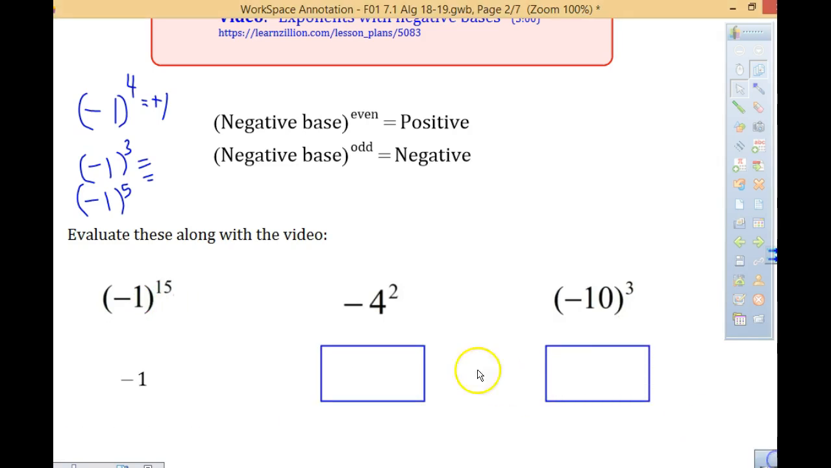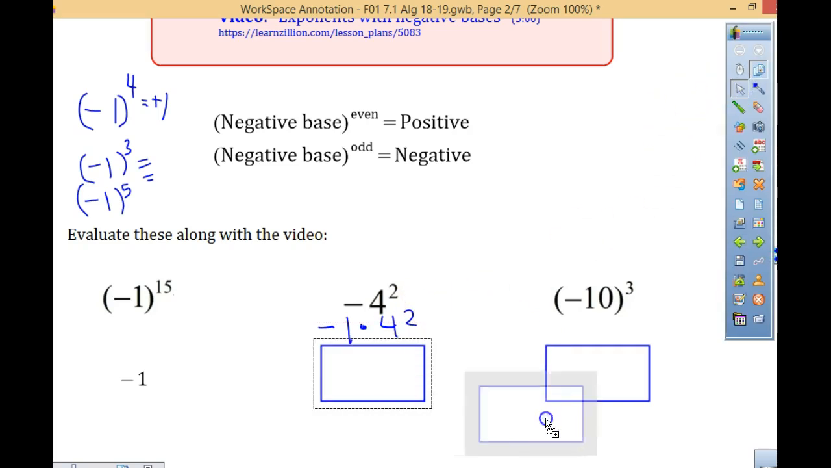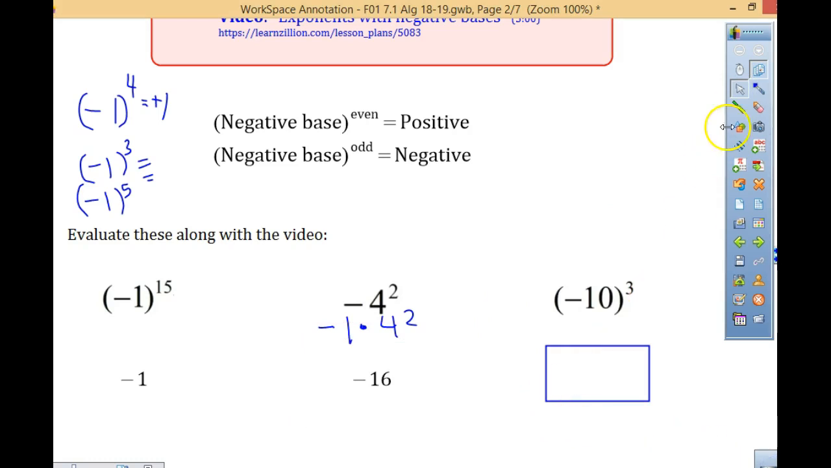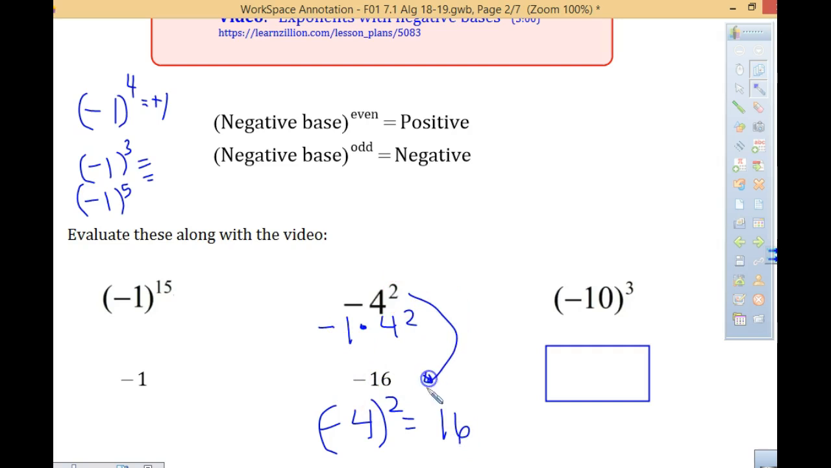Should be negative 1. This is the one where I was talking about where it's a little different. When you look at this problem, what this really means is negative 1 times 4 to the second. Negative 1 times 4 to the second is going to give me a negative 16. Versus, if I ask you to write down negative 4 to the second power, that one equals 16. This one is equal to negative 16. So make sure you know the difference as you are looking at that.